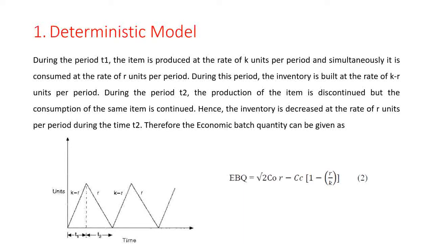So what is meant by R? In the previous slide we assumed some variables. R is used for annual demand in units and K is used for the production rate of the item. So this is the production rate of the item and R is the annual demand in units. This is for the time period T1. Again we have the time period T2.